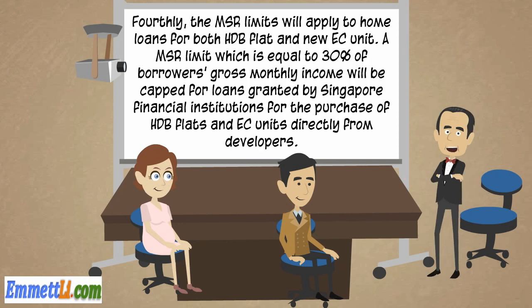Fourthly, the MSR limit of 30% of monthly income will apply to home loans for both HDB flats and new executive condo units which are bought directly from a developer.